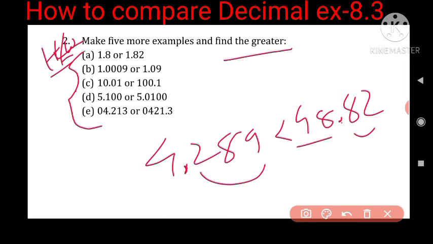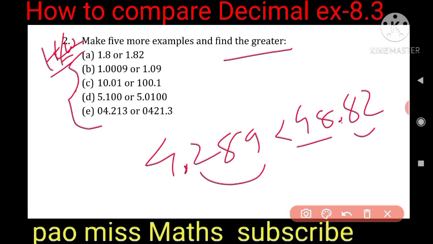So in this exercise 8.3, only 2 questions are there, isn't it? Just we have to compare the decimals.